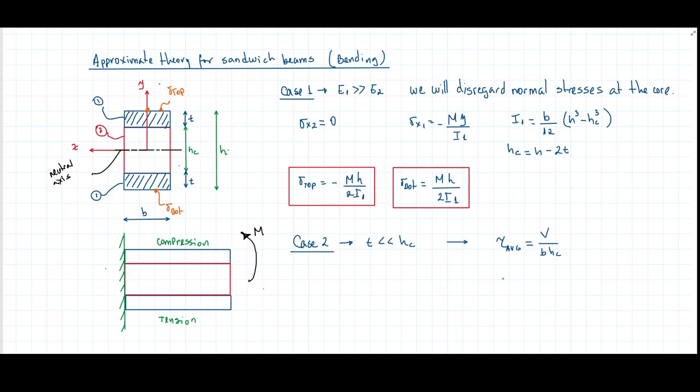And if I'm more interested in the shear strain, the shear strain, again as an average, is going to be this divided by the shear modulus of elasticity of the core material. The shear stress gives me this, and then we need to divide by the shear modulus of elasticity of the core material. But this is just an average reference, remembering that shear stresses have a maximum and a minimum.